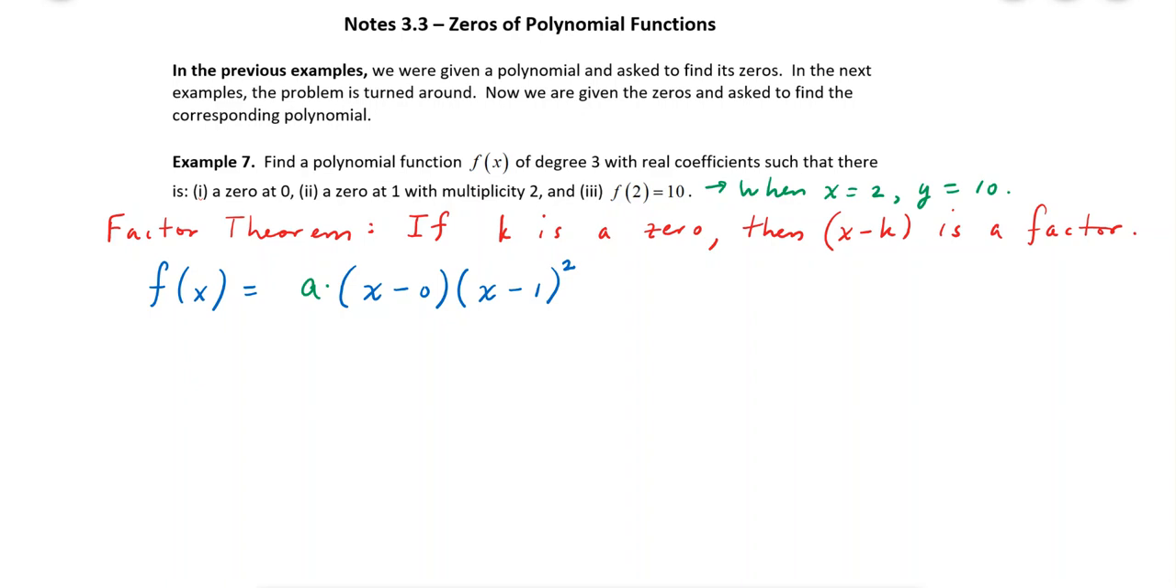Okay, so let's go ahead and clean this up just a little bit. So f of x is equal to a times, instead of writing x minus 0, I just want to write x. So we have a times x minus 1 squared. And then we just need to find a. And so what we're going to do is plug in x equals 2, y equals 10, and solve for a.